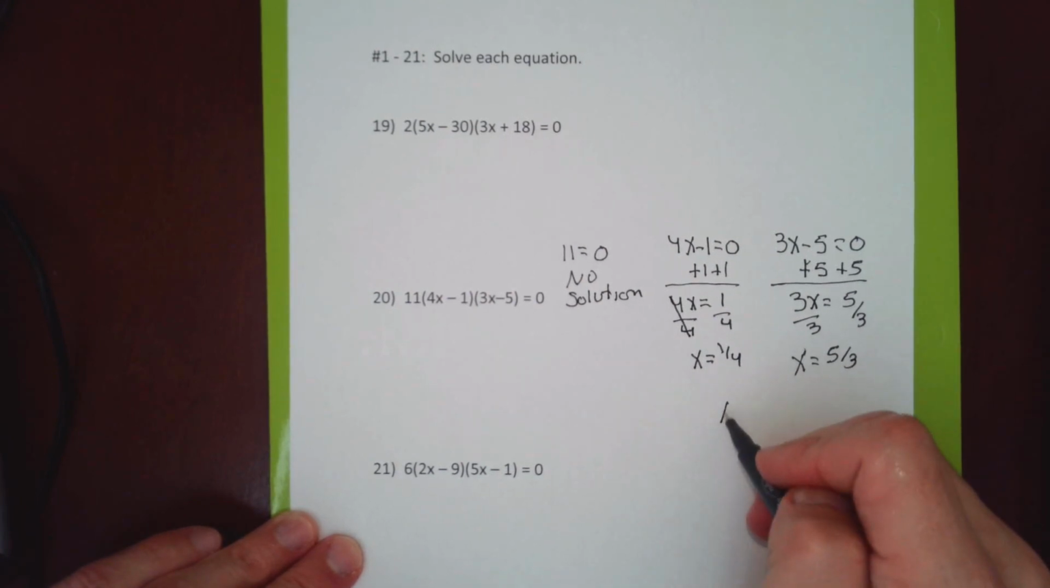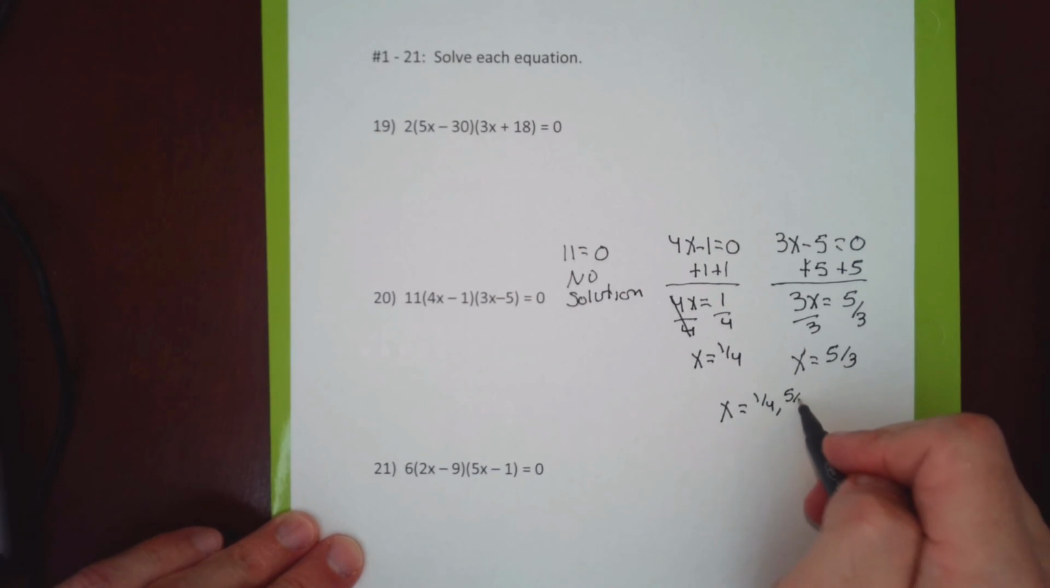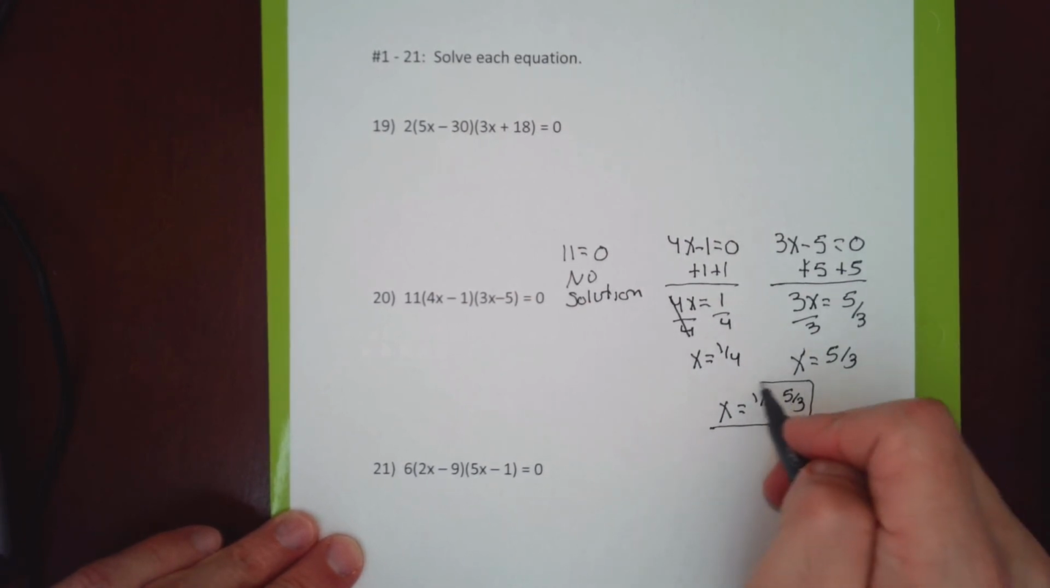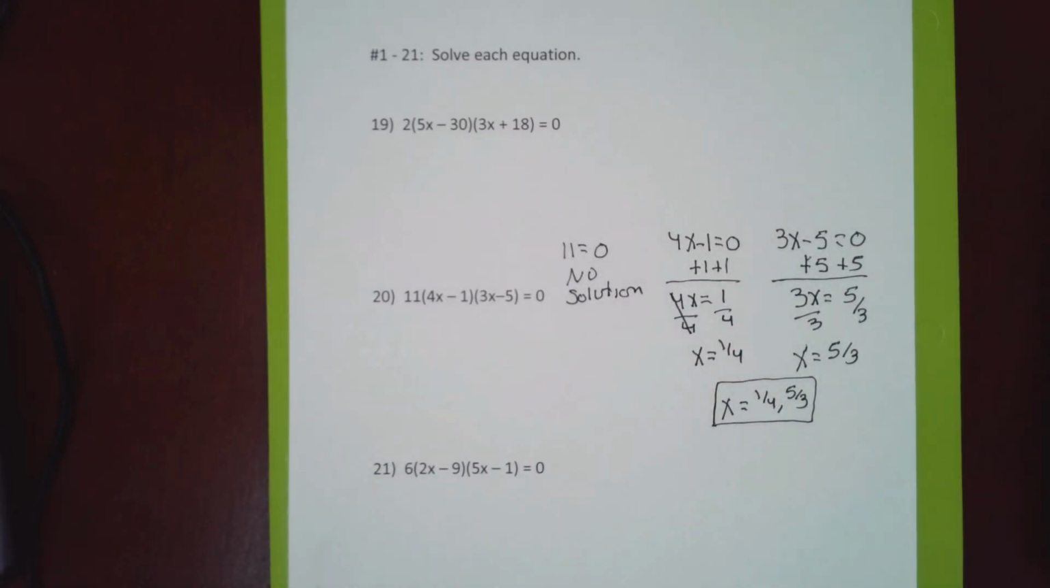For an answer, I'm going to write x equal to 1/4, comma, 5/3. I'm going to break and do a part 2. If I had to guess, I think there's going to be 4 parts. There's 4 sections of problems in section 1.8, and they're probably all going to get their own video.